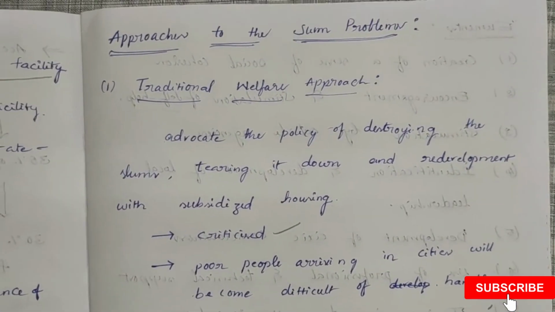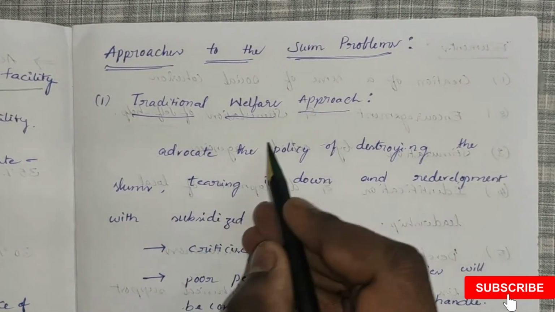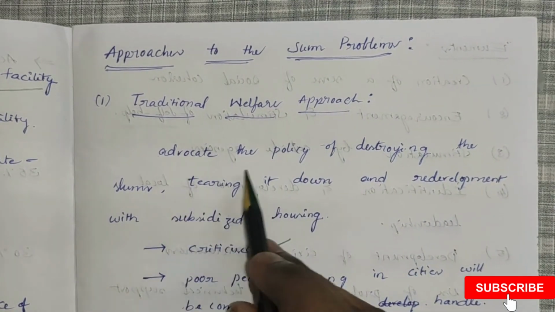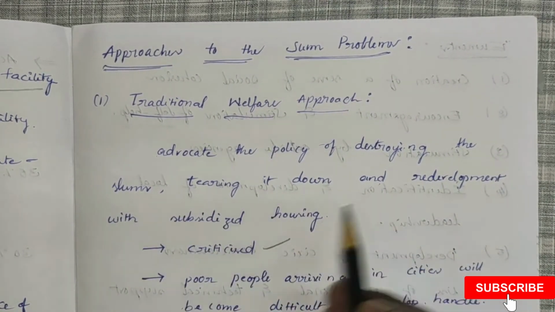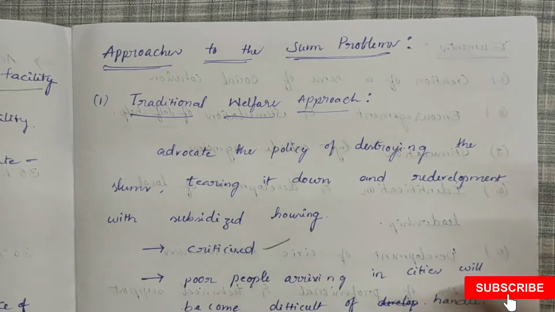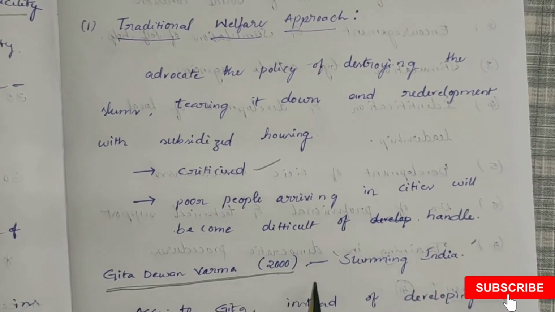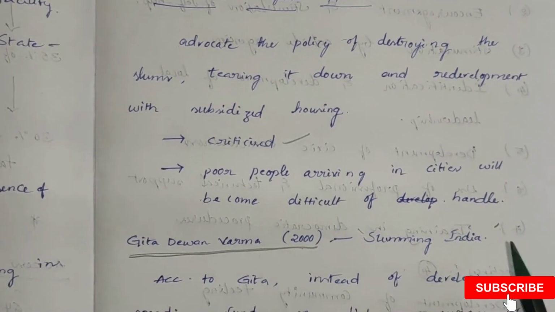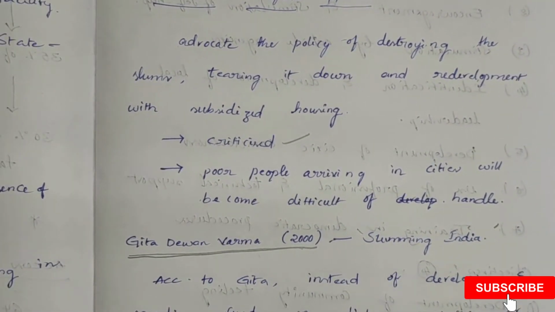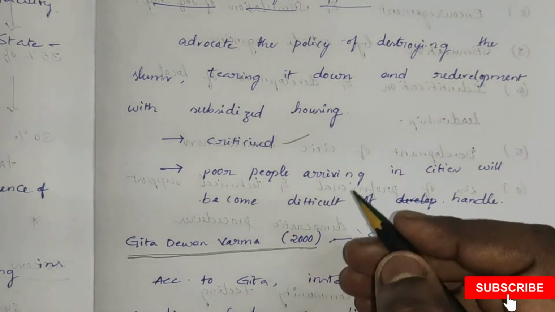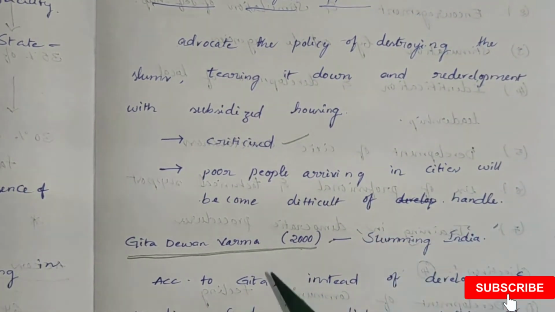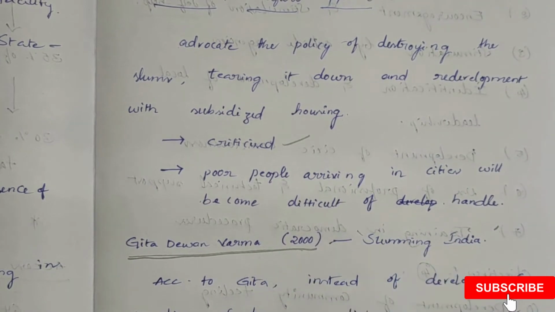Let's see, approaches to the slum problems. Traditional welfarist approach. This approach advocates the policy of destroying the slums, tearing them down, and redevelopment with subsidized housing. Completely remove the slum area and clean it, and rebuild the area with a subsidized housing system. This system was criticized because rural people are attracted to cities, and poor people arriving in cities will become difficult to handle because of this subsidized housing system.